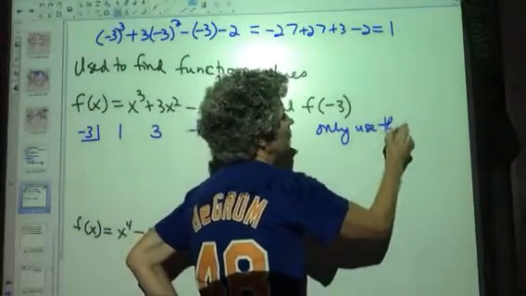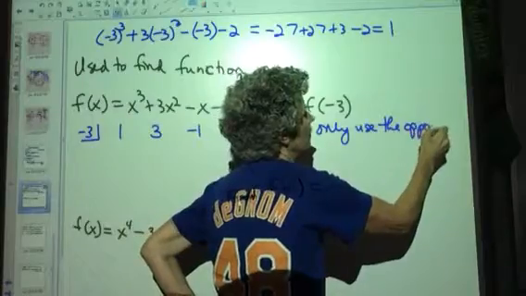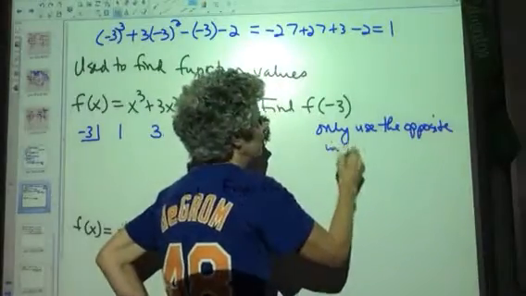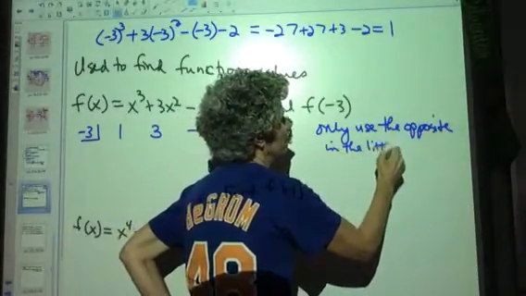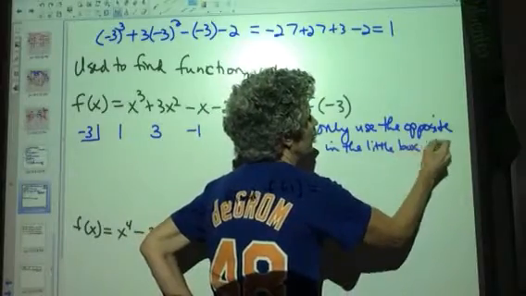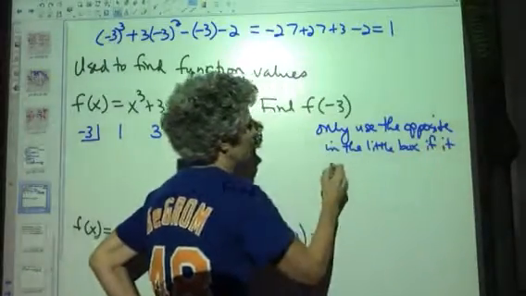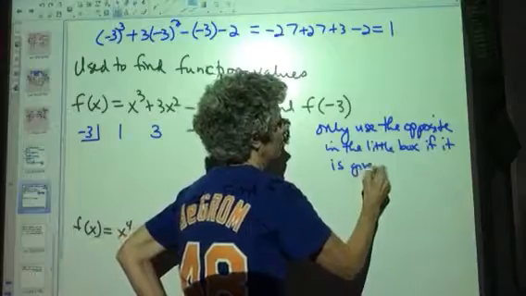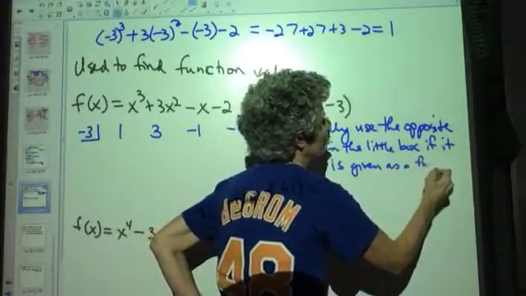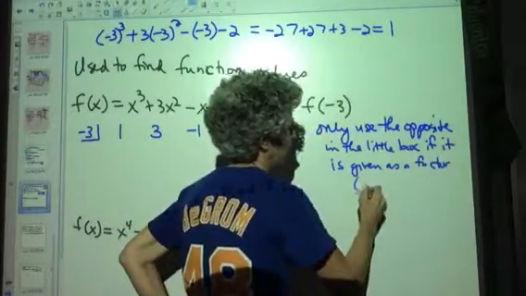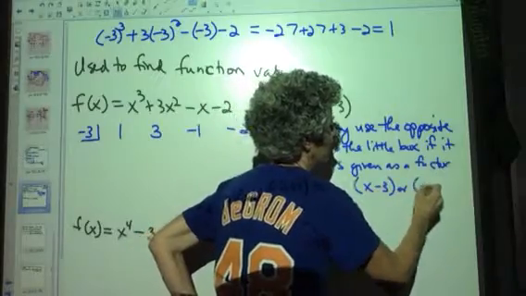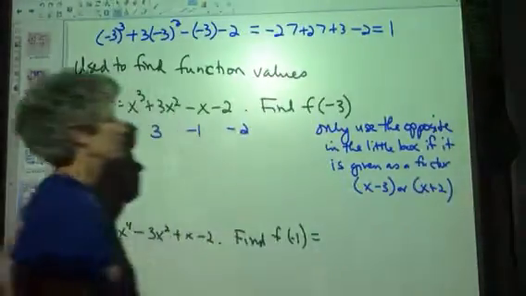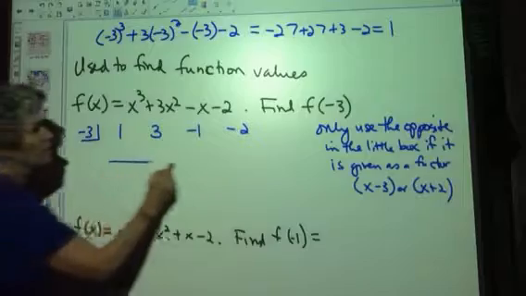Only use the opposite in the little box if it is given as a factor, x minus 3 or x plus 2. So I'm going to put negative 3 in the little box here.